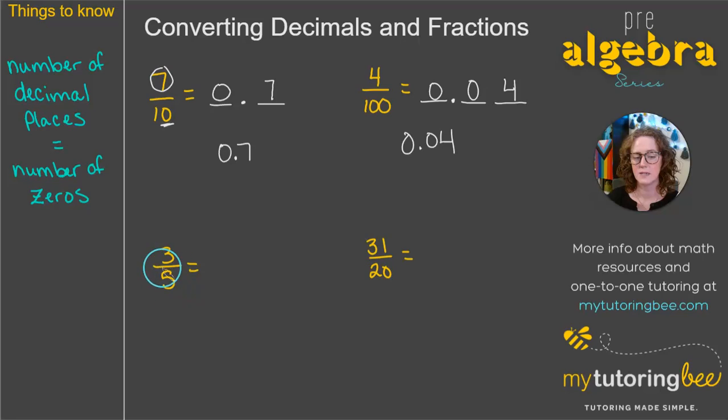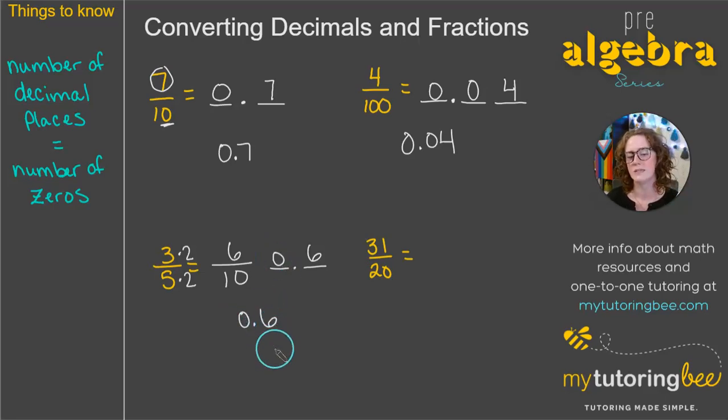If we take a look at this denominator here of 5, we can multiply that times 2 to get to 10. So as long as we multiply the numerator by the same number, then that's going to give us an equivalent fraction. And now it's really easy to see that we just need one place value after the decimal, and that 6 is going to go right there in that tenths spot. And then we fill in this with a 0, so we get 0.6.